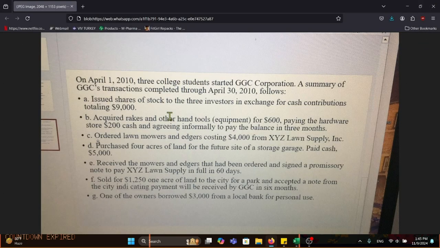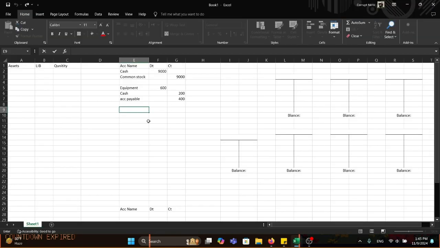Now we're gonna go to C, which is ordered lawn mowers and edges costing 400 from XYZ Lawn Supplies. As you can see, we ordered it and it costs $4,000. What we're gonna do is we're not gonna write this in journal because we still haven't got the supplies yet and we didn't pay. So we're gonna write over here no entry required.